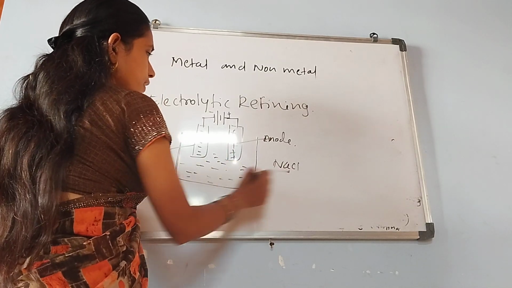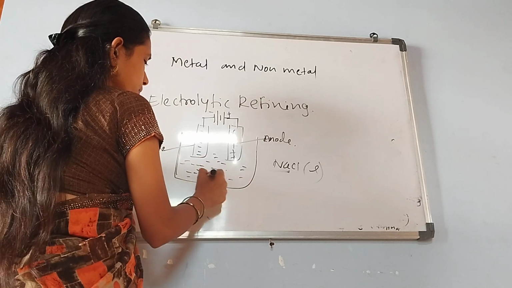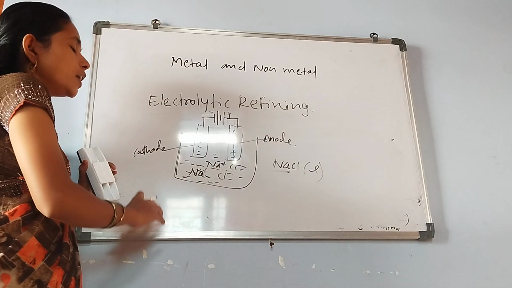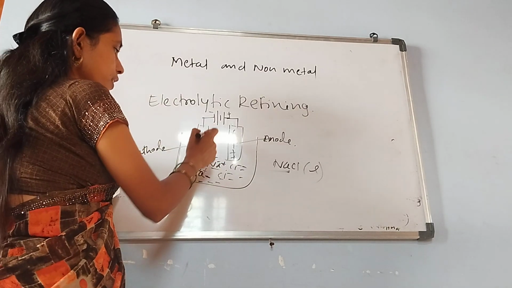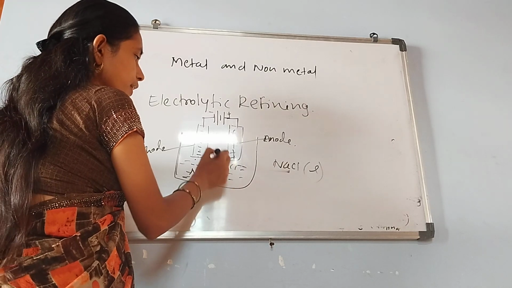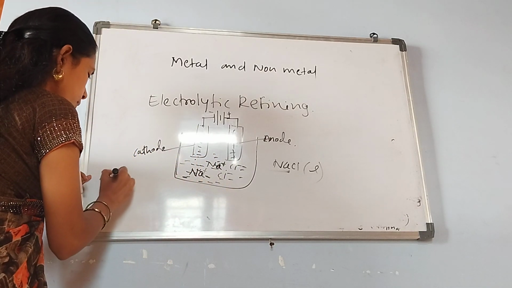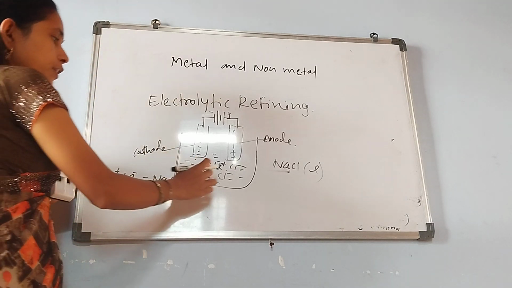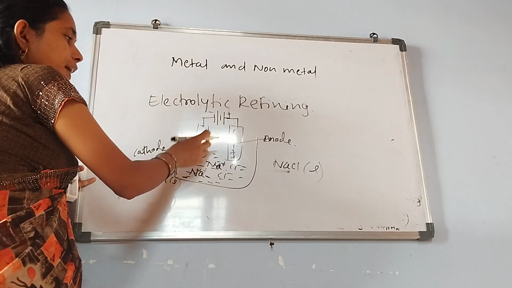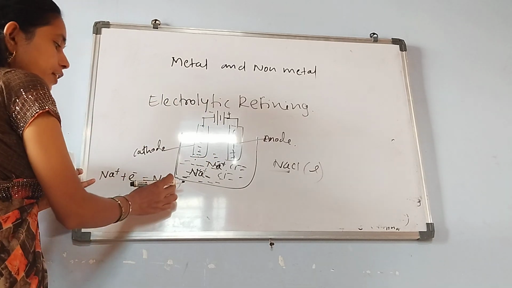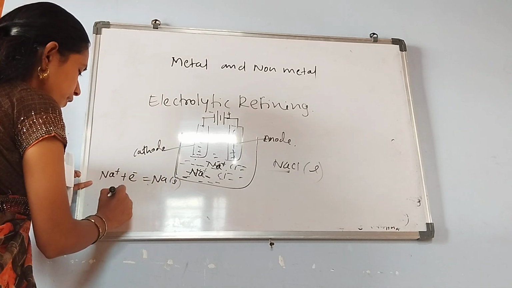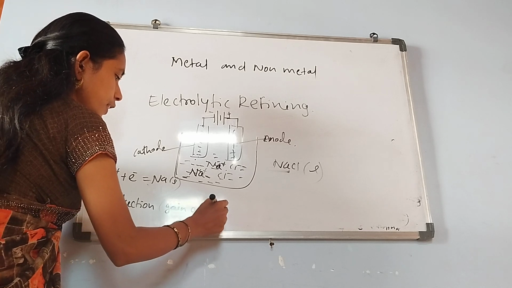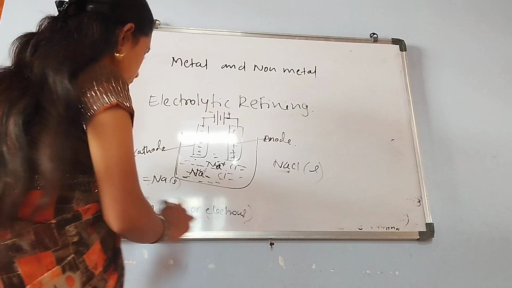By passing current, this NaCl, in the molten form, will break down into Na plus and Cl minus, Na plus, Cl minus, like this. We already know opposite charges attract each other. The cathode has a negative charge, so all the Na plus are attracted towards the cathode, and they gain an electron. So Na plus gains an electron and forms Na. Now it becomes a solid. It was in the liquid state, but once Na plus attaches to the cathode, it gains an electron, and becomes sodium in the form of solid. So this is the reduction process. Reduction means gain of electrons.